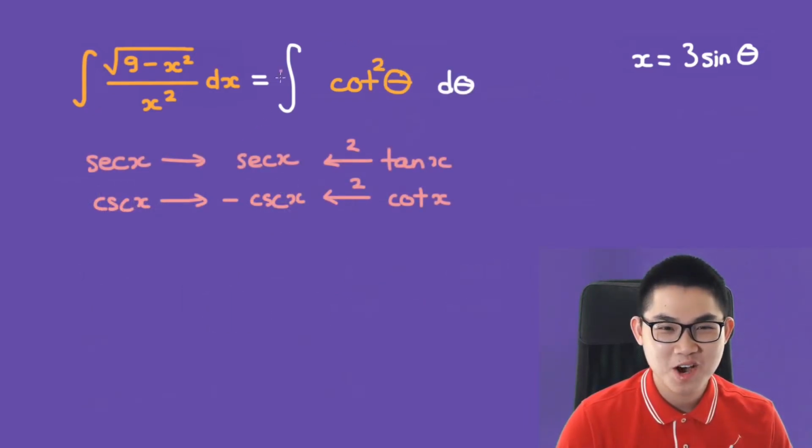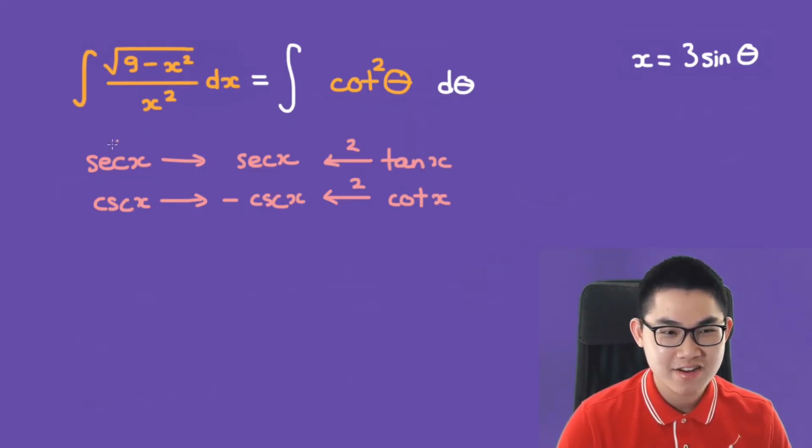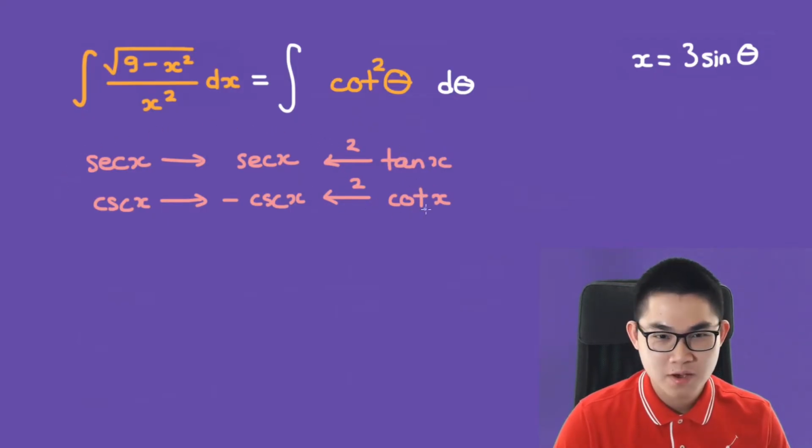So how can we solve the integral of cotangent to the power of 2? Let me show you an easy trick. So you can see here this diagram, we have secant of x and this arrow to secant of x and this arrow pointing backwards with the 2, then tan of x, and the same thing over here. The difference here is we have cosecant of x points to negative cosecant of x, and then we have this same arrow and then cotangent of x. So how can we use this diagram? Well, let me show you.